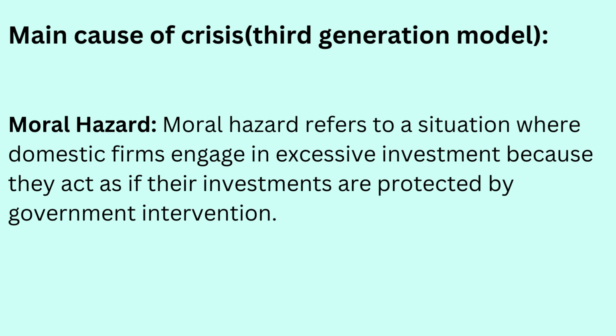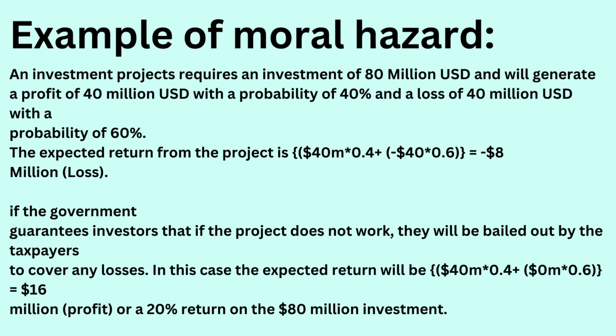We will see an example of moral hazard. Say an investment project requires an investment of 80 million USD and will generate a profit of 40 million USD with a probability of 40% and a loss of 40 million USD with a probability of 60%. So you can see the expected return from the project is an 8 million loss. Clearly, this project will not be undertaken. However, if the government guarantees the investor that if the project does not succeed there will be a 60 million profit, it would be undertaken. There are other causes like financial fragility and balance sheet problems as well.